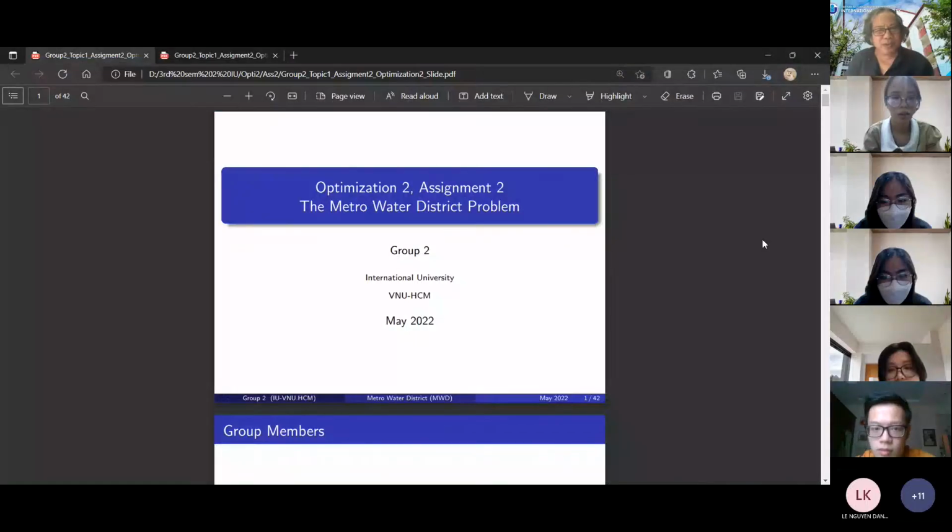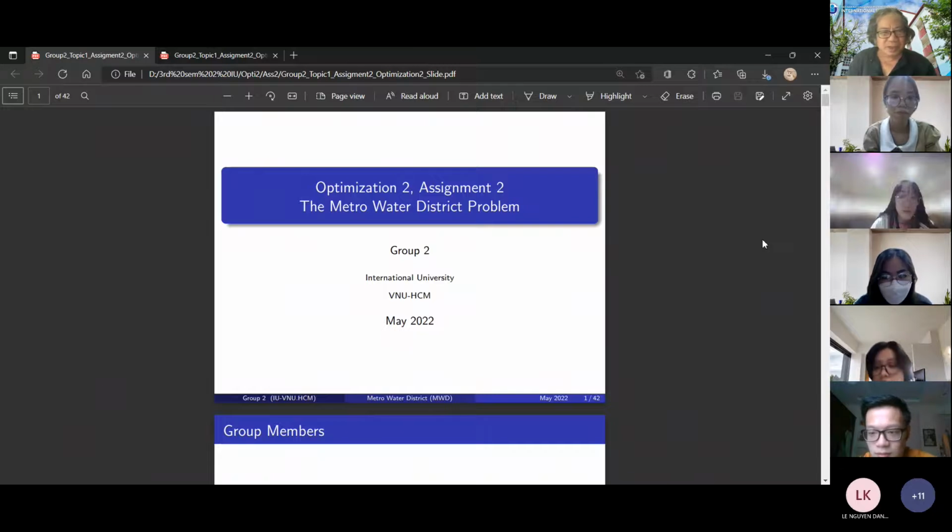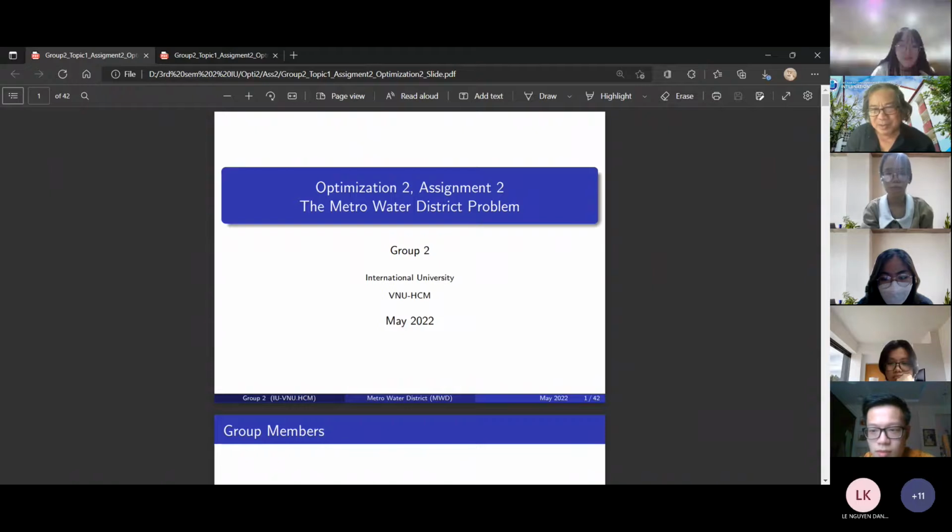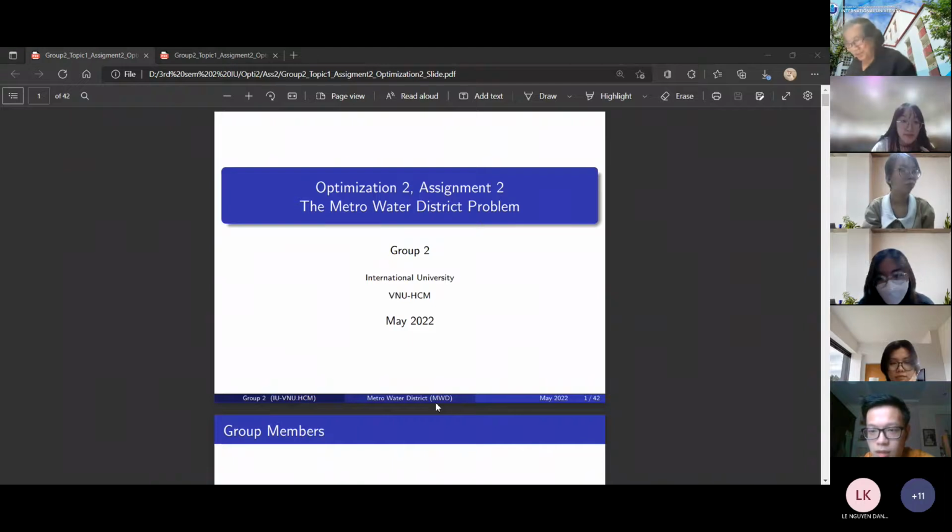It seemed to me that only one group sent the report and the slides to me, and the others not yet. You remember you have to send me the report and the slides. That's the rule: one day before the presentation. It's okay, not yet now, but this evening you have to send me. Okay, Anh Thư, start, group 2.